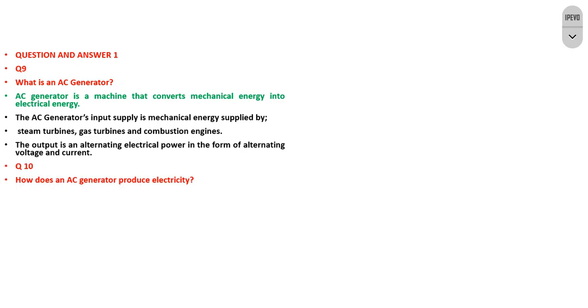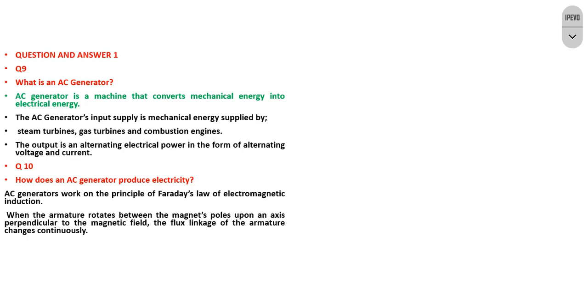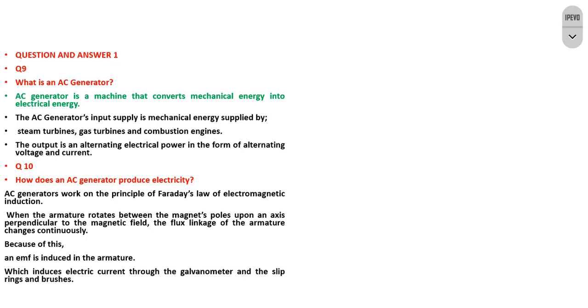How does the AC generator produce electricity? AC generators work on the principles of Faraday's law of electromagnetic induction. When the armature rotates between the magnet's pole upon an axis perpendicular to the magnetic field, the flux linkage of the armature changes continuously. Because of this, an e.m.f. is induced in the armature, which induces electric current through the galvanometer and the slip rings and brushes.